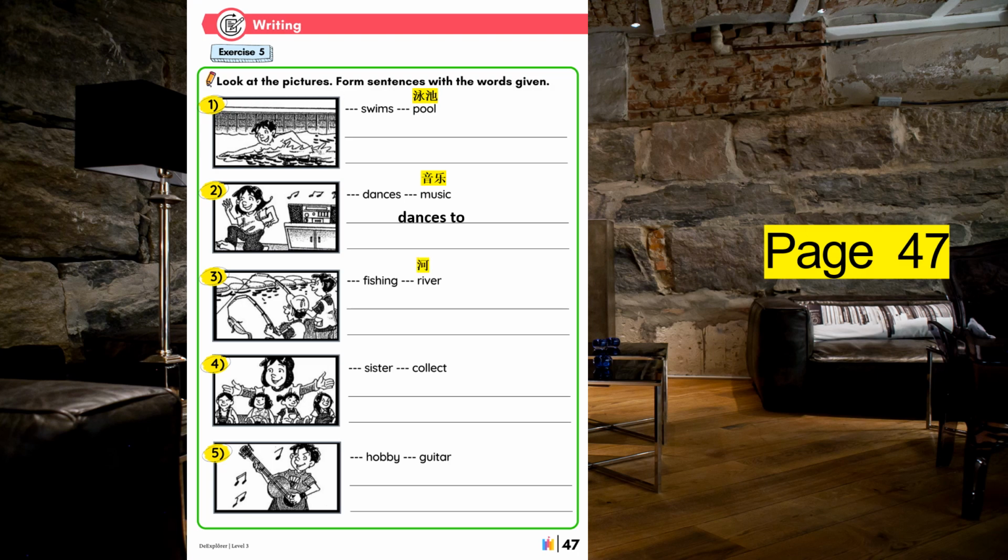Next, sister and the word collide. Okay, collide, 收集. 收集什么?很多洋娃娃. Alright, and last one, number five, 爱好, hobby. 是什么? 是玩 guitar. And for guitar, you have to say the guitar. The guitar. Alright, so that's for page 47. Are you going to write these answers on your own? Afterwards, you're going to take a photo of this page for me. Okay, and send to me.